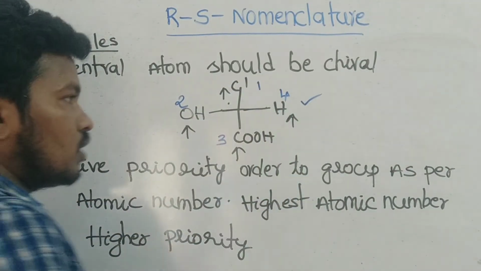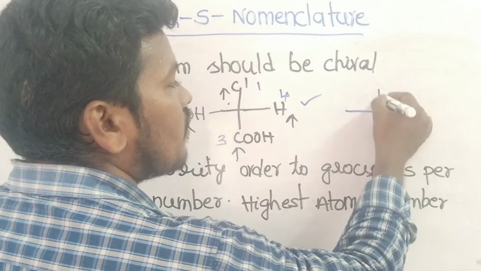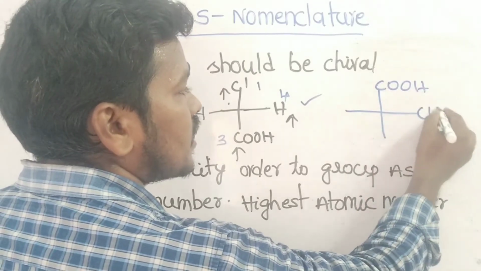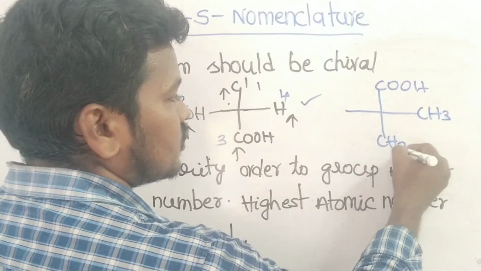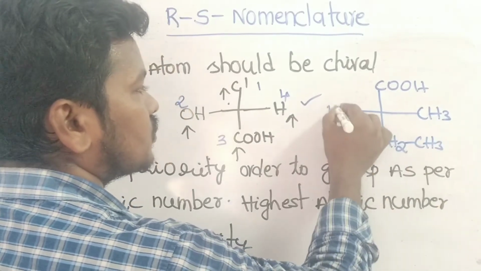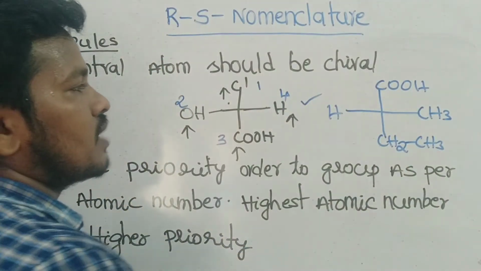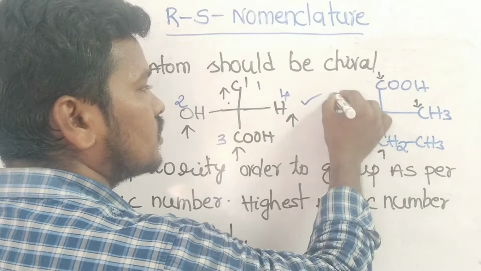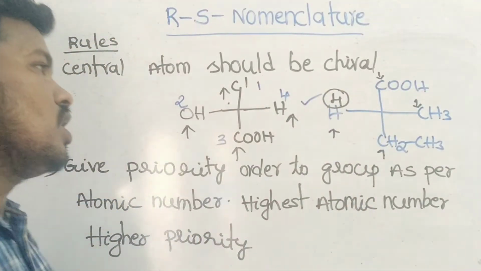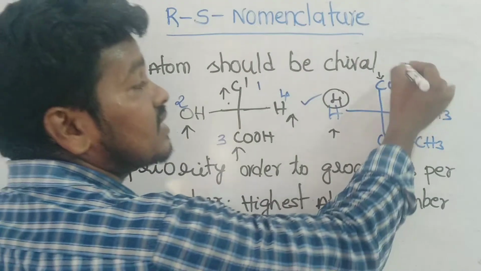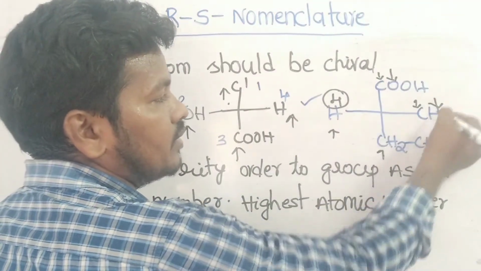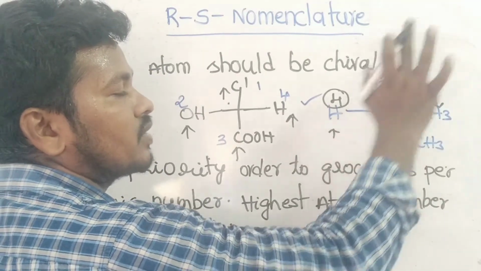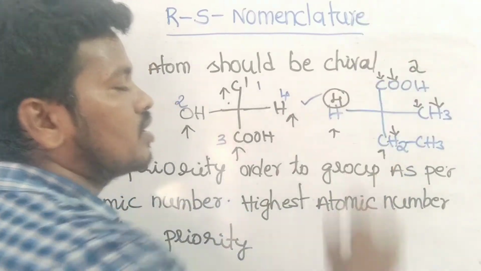For example, if two groups have the same first atom, consider COOH, CH3, CH2, CH3 and H. How do you give the priority? First look at the first atom: carbon, carbon, carbon, and hydrogen. Hydrogen gets the least priority, that means fourth. Carbon, carbon, carbon: go with the second atom. Carbon, hydrogen, hydrogen; hydrogen, hydrogen, carbon. Among all these, oxygen has the highest atomic number, so give it priority number 2.